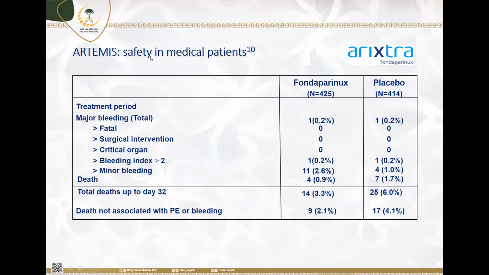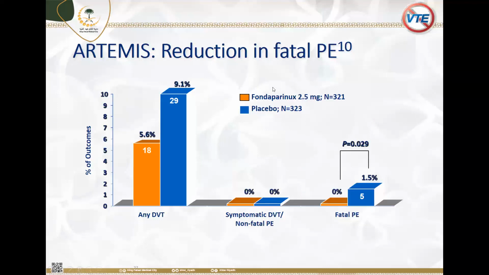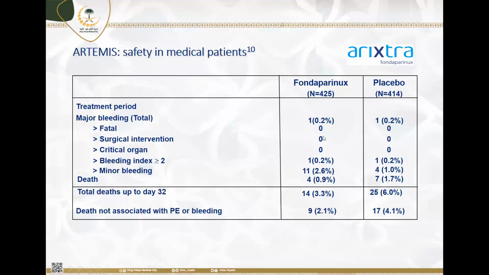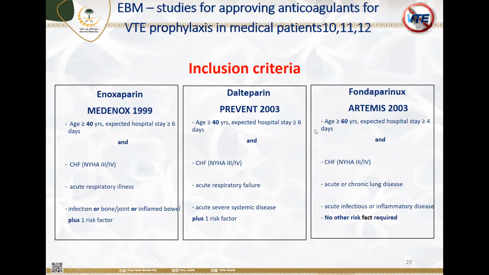Also for the safety, we want an effective drug and a safe drug. Also, it's a safe drug. The bleeding was not significantly higher than the placebo. Major bleeding total was 1 patient, so it is almost equivalent. Minor bleeding was about 11 versus 4, but the most important, major bleeding, is parallel.